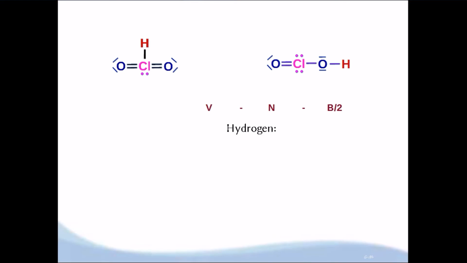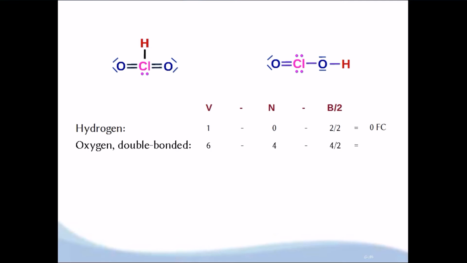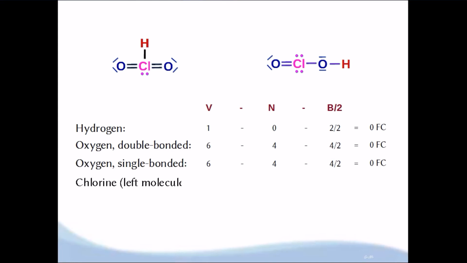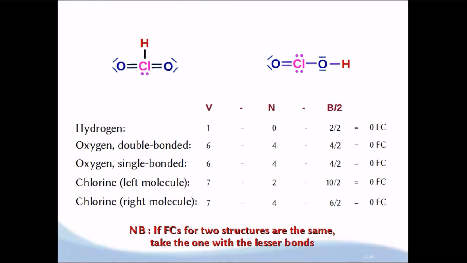What does the formal charge calculation give? We have, for hydrogen, in each case, 0. For the double bonded oxygens, we obtain 0 again. For the single bonded oxygen, 0 again. For the chlorine in the left molecule, 0. And in the right molecule, equally 0. What to do in this case? The solution is to choose the structure with the smallest number of bonds, which means the molecule on the right.